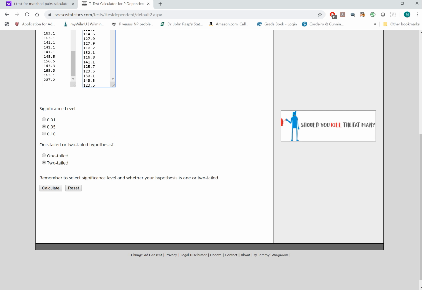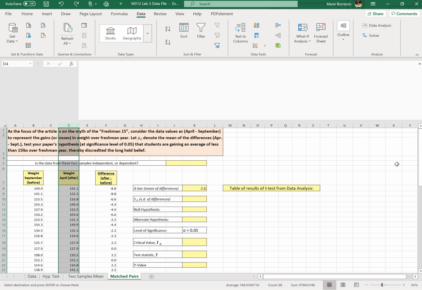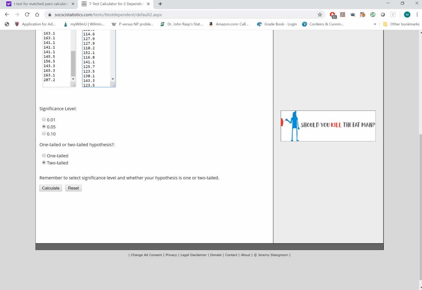We're doing a 5.05, and there, according to the question that we're answering, you need to be careful with the question because our question dictates what we're looking at. So, as the focus of the article on the myth of the freshman 15, consider the data values as April to September to represent the gains or losses in weight over freshman year. It says let use of B denote the mean of the differences. Test your paper's hypothesis at the 0.05 significance level. The students are gaining an average of less than 15 pounds. Less than 15 pounds. So that's directional hypothesis. So if that is the case, and we go back here, we're going to do a one-tailed.